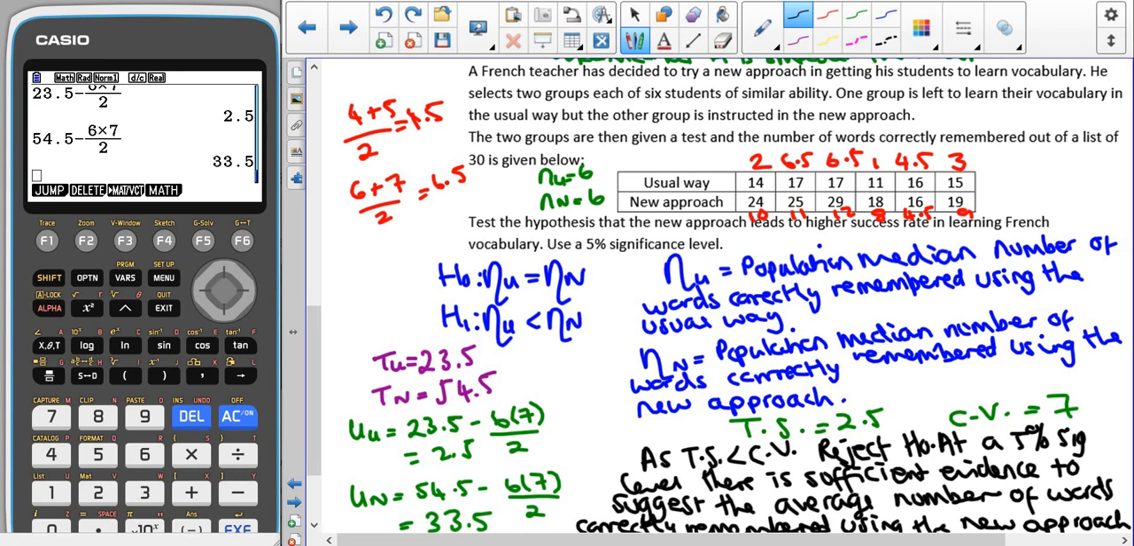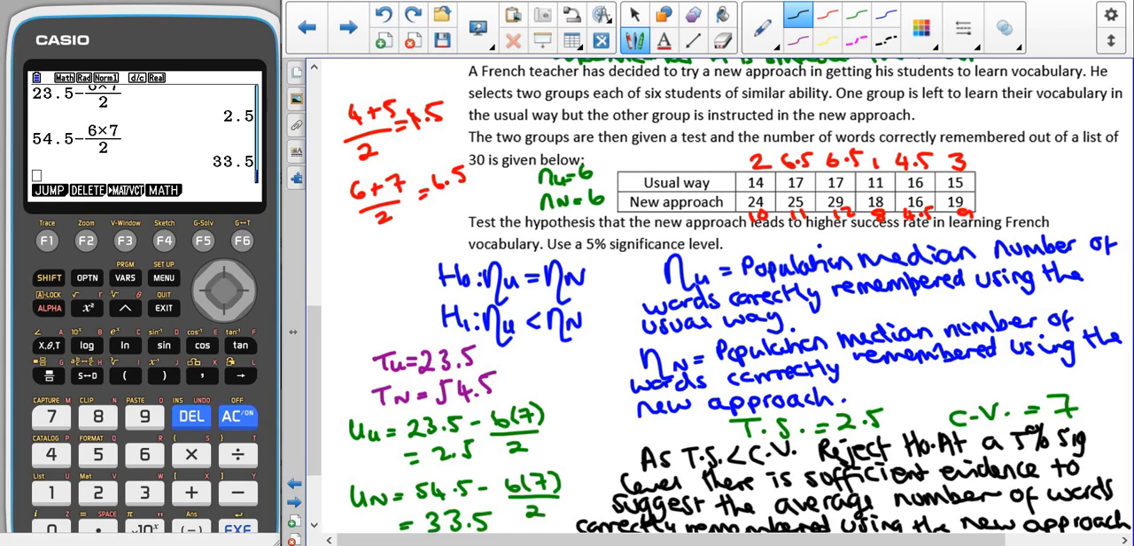Then we have to add those two rankings up separately. Remember, it's the rankings that you are adding up, which gives us 23.5 and 54.5 for TN. The number of pieces of data in U is 6 and the number of pieces of data in N is 6. So when we're using our formula, remember it is given in the formula booklet on page 26, we get 23.5 minus 6 times 7 over 2, which gives us 2.5, and we end up with 54.5 minus 6 times 7 over 2, which gives us 33.5.